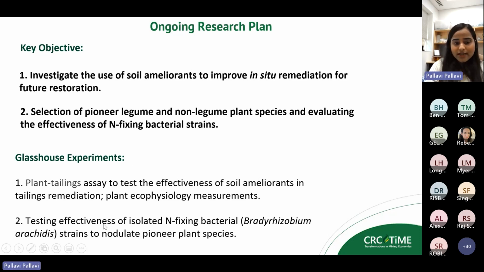So I'm going to test the effectiveness of an isolated nitrogen fixing bacterial strain, such as the Bradyrhizobium arachidis strain, to nodulate pioneer plant species. The reason why I have selected this Bradyrhizobium arachidis is that although it is involved in the nodulation of commercial crops, it has also been reported that this Bradyrhizobium arachidis is capable of forming nodules in Australian native plant species.